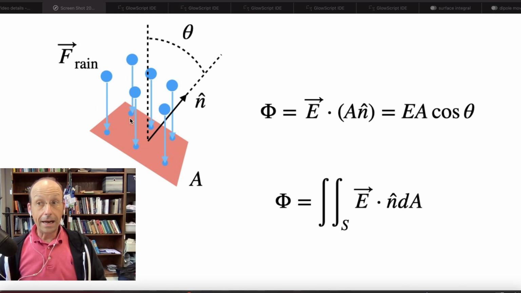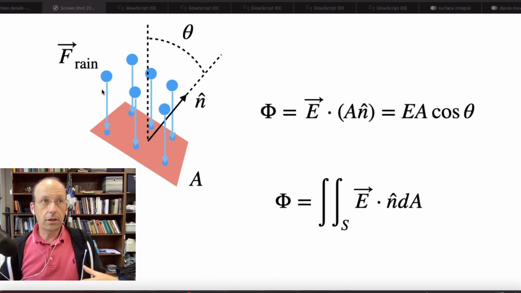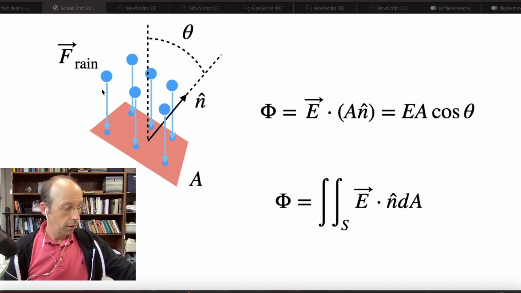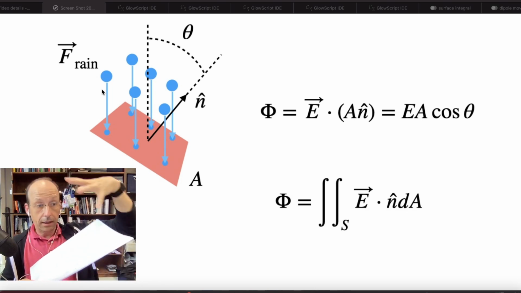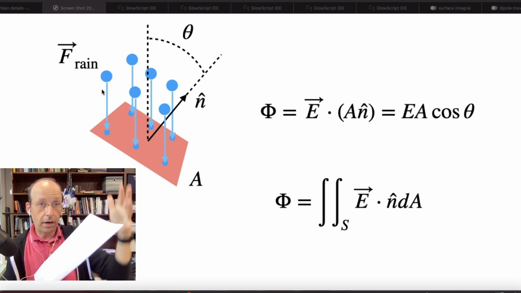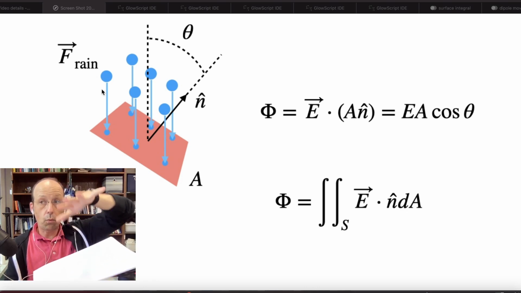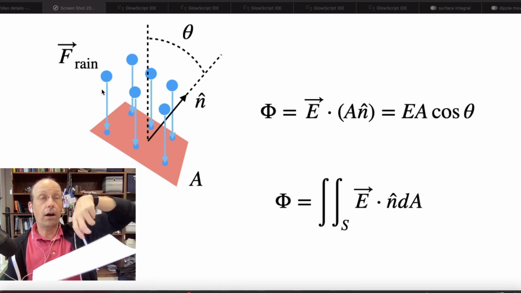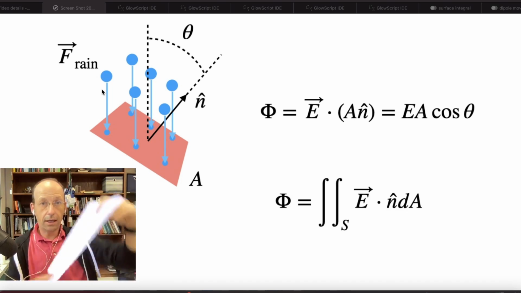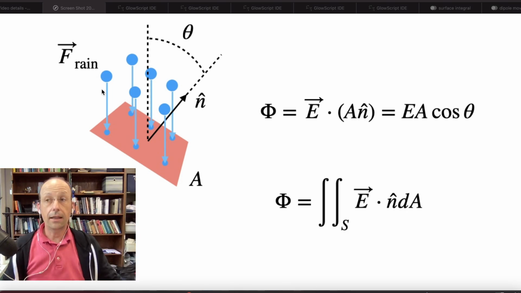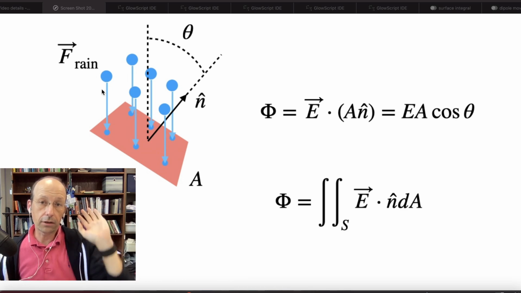This is rain flux. Imagine that you had a sheet of paper like this, and it's raining, and you want to measure how much rain hits that paper. It depends on three things: how fast it's raining, how much rain is coming down, and the size of the area and the angle between the area and the rain. That's rain flux. And we can do the same thing for electric field.